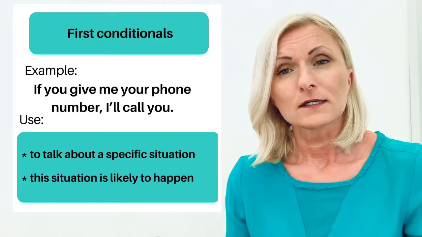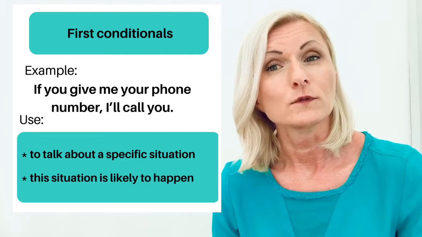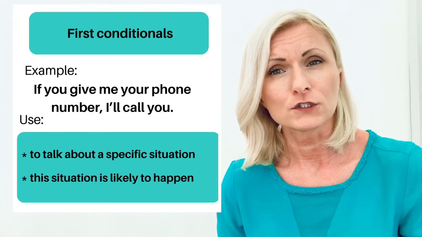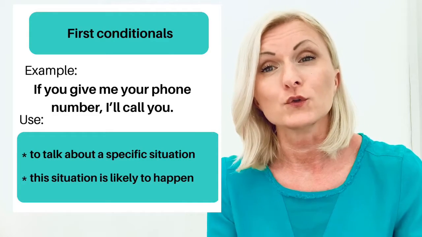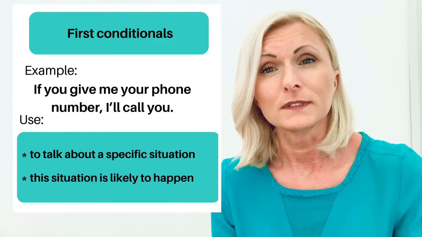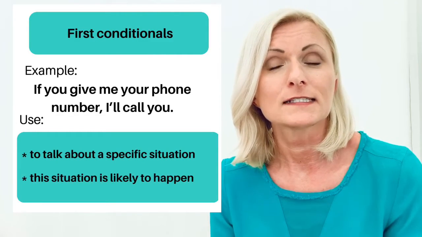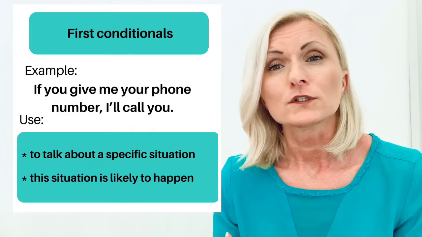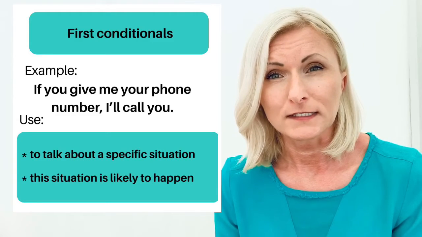So in my example here, if you give me your phone number, I will call you. When I use this type of conditional sentence, I indicate that I think it's quite likely that you are going to give me your phone number. Maybe I have got an important exam result that I want to tell you, or maybe I want to tell you about the party and where to meet tonight.